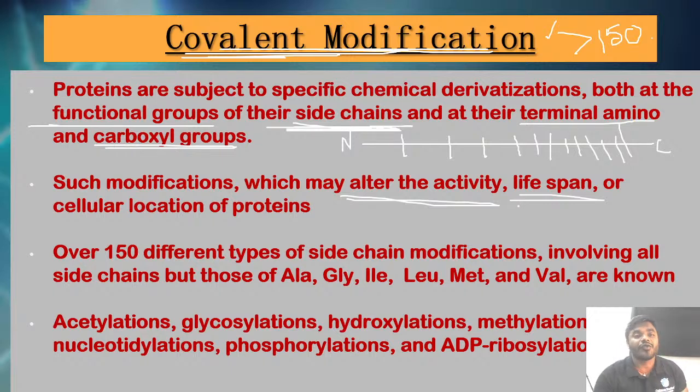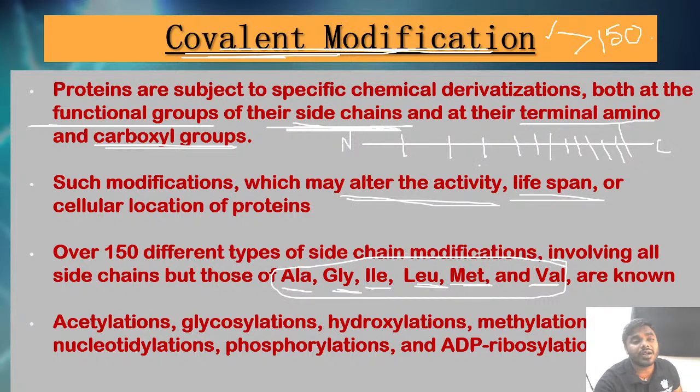So friends, all of you listen to me carefully. Just now I said that there are more than 150 different types of covalent modifications present. Okay, so friends, what amino acids commonly undergo these covalent modifications? Everyone listen to me carefully. Alanine, glycine, isoleucine, leucine, methionine and valine. These are the major types of amino acids that undergo covalent modification. What are the best examples of covalent modifications? I want you to remember this without fail, friends.